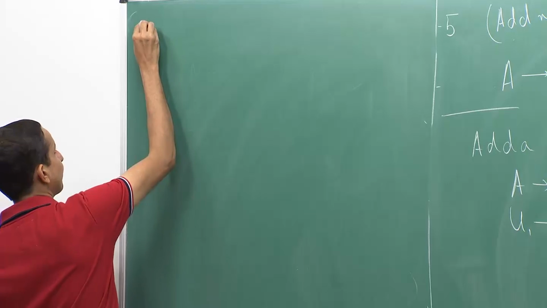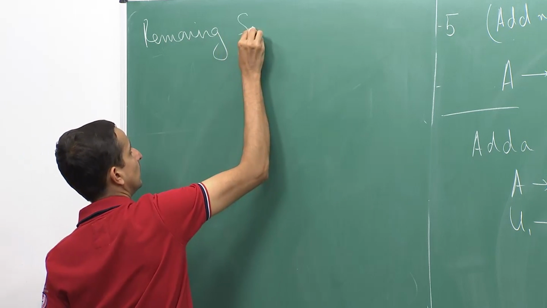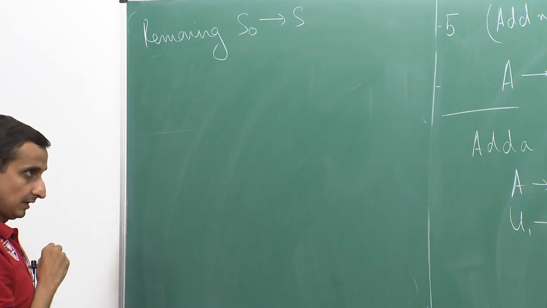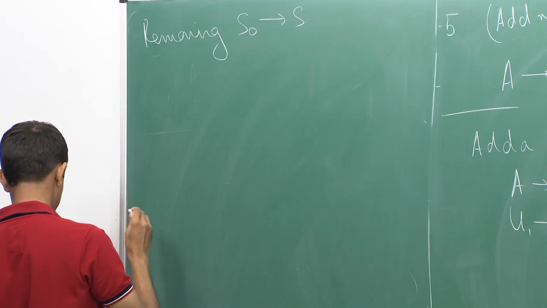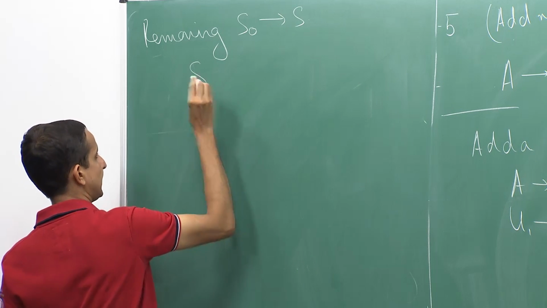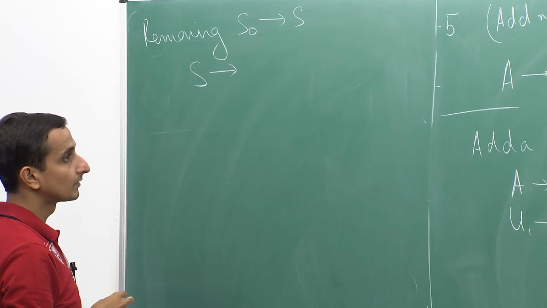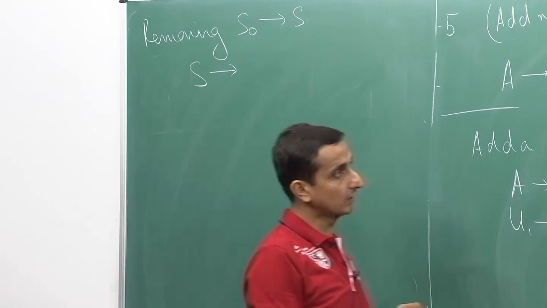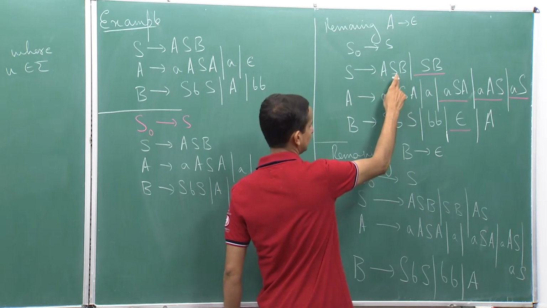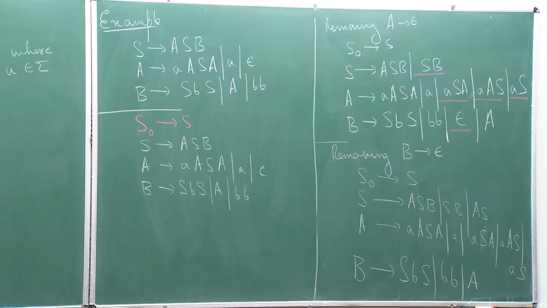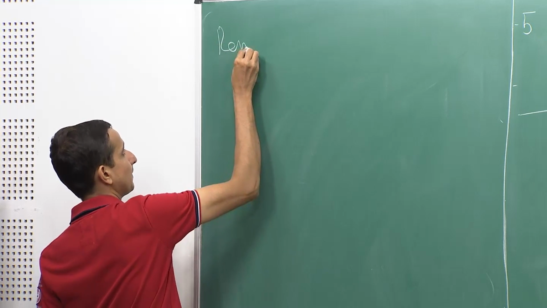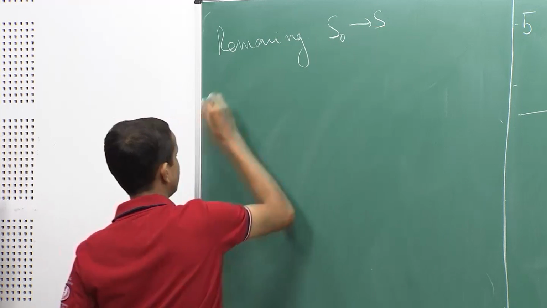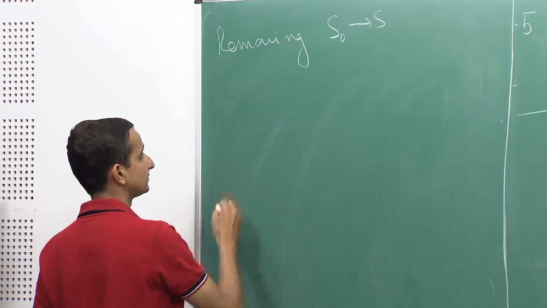Okay, so removing S naught going to S. So what we get is we remove S naught going to S, and so for every occurrence of S that I have on the right hand side, I will be adding the following rules. Okay, so now we have to remove unit rules. So we remove the first unit rule, S naught going to S. So what we get is wherever S occurs, I add this new occurrence of S naught.